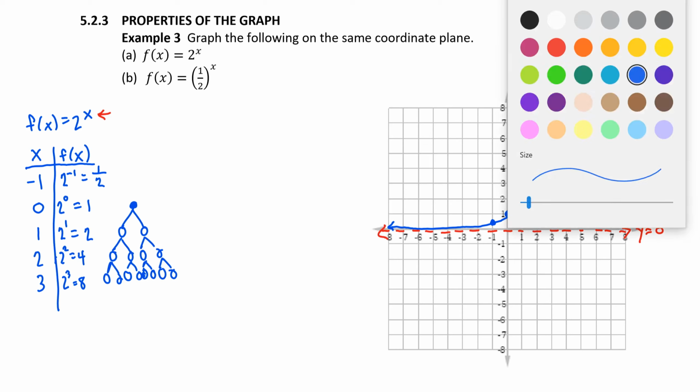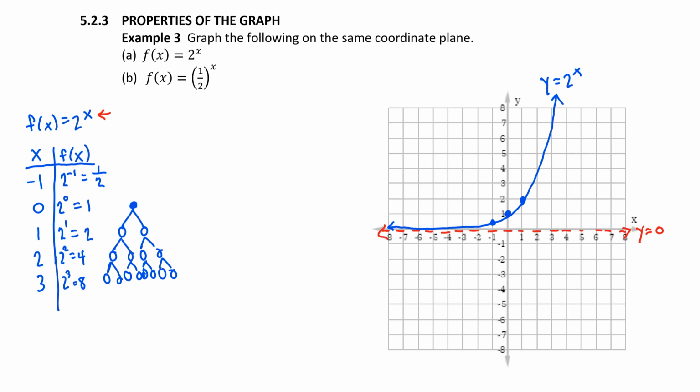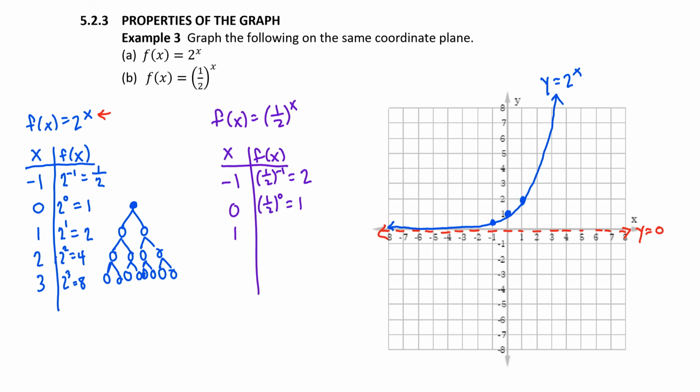Now, let's consider, what does 1/2 to the x look like? We're going to approach it the same way. Now our base is a fraction between 0 and 1. And we will plot it with the same key points, -1, 0, and 1. So if I start with -1, 1/2 to the -1 power is 2. 1/2 to the 0th power is 1. And 1/2 to the 1st power is 1/2.